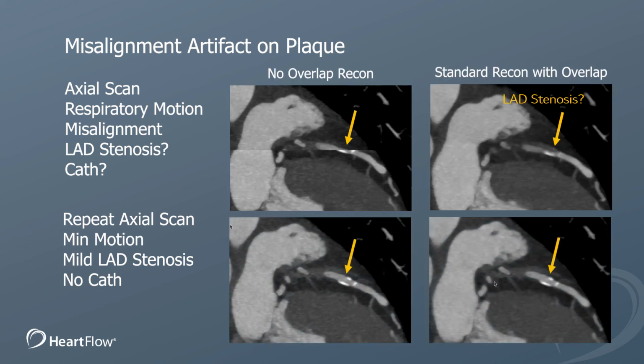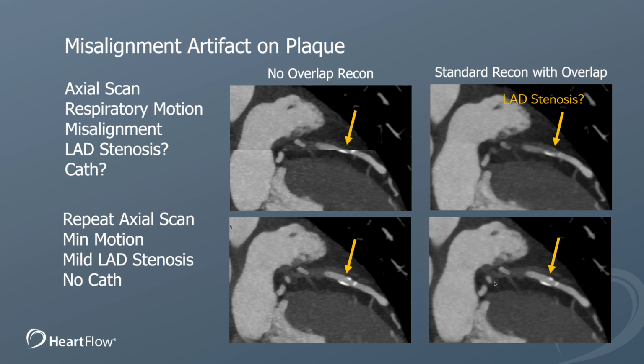Here's an example of an artifact that's important to recognize during reconstruction, namely misalignment. On this image, which was acquired with an axial acquisition technique, the patient had respiratory motion and there's misalignment artifact right through a plaque in the mid aspect of the LAD.